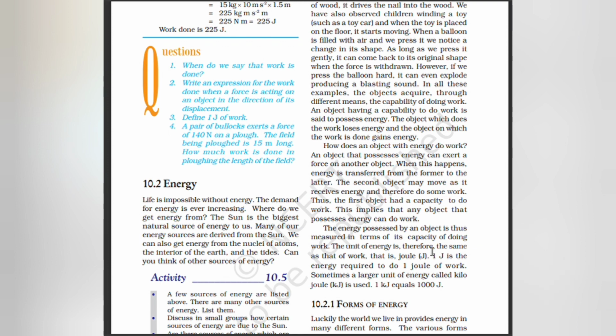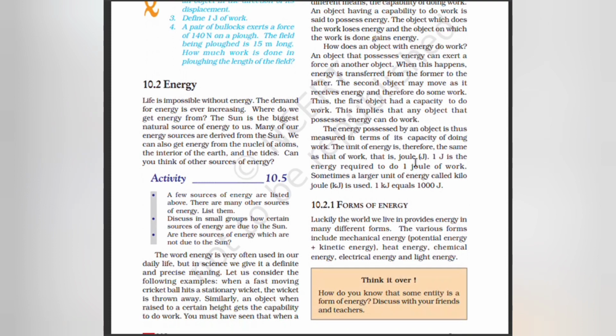The unit of energy is therefore the same as that of work, that is joule. 1 joule is the energy required to do 1 joule of work. Sometimes a larger unit of energy called kilojoule is used. 1 kilojoule is equal to 1000 joule. Forms of energy. Luckily, the world we live in provides energy in many different forms. Various forms include mechanical energy, potential energy plus kinetic energy, heat energy, chemical energy, electrical energy, and light energy.